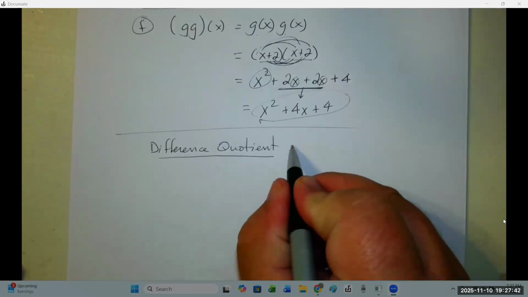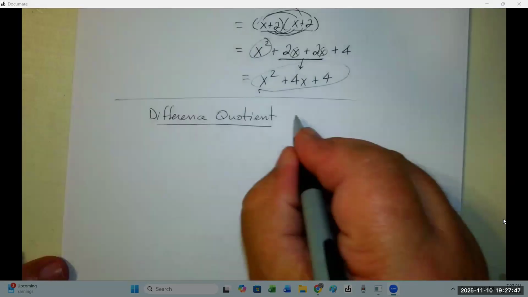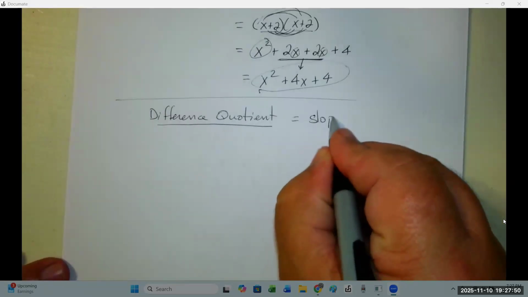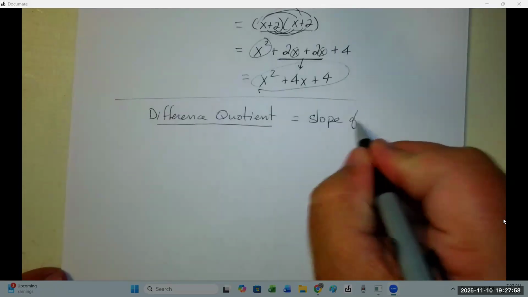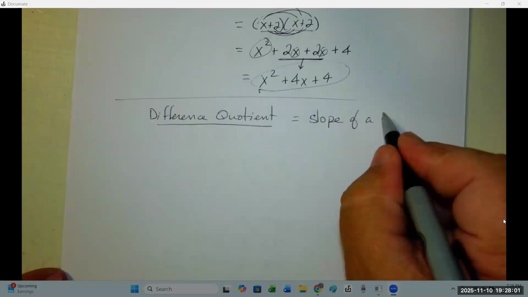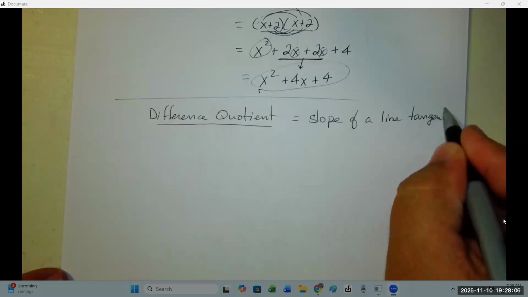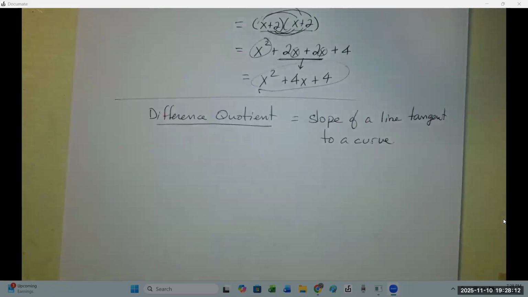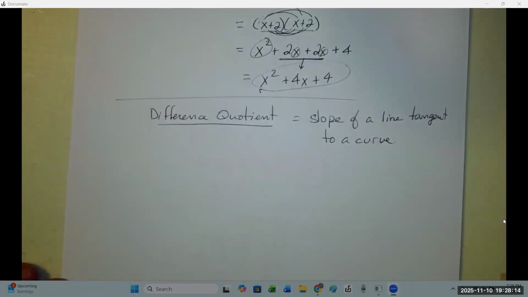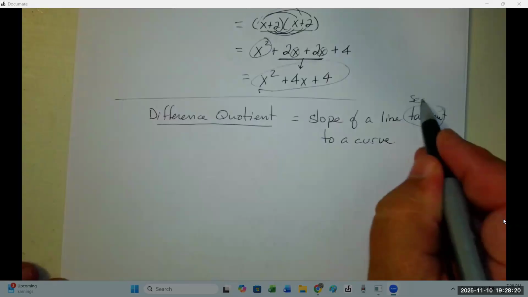The difference quotient is the same thing we did earlier. The difference quotient finds the slope of a line tangent to a curve. We're not going to go that far. We're going to leave it as a secant.